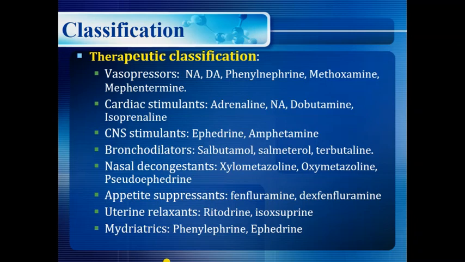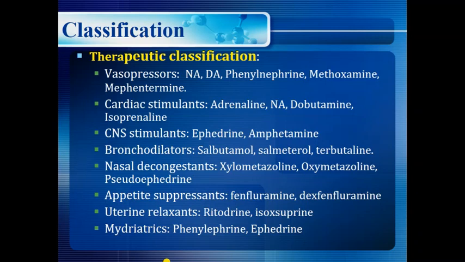The last way of classifying adrenergic agents is therapeutic classification, which is more useful clinically. Vasopressor drugs, which means drugs that can increase blood pressure, are epinephrine, norepinephrine, dopamine, phenylephrine, methoxamine and mephentermine. Cardiac stimulants are adrenaline, noradrenaline, dobutamine, isoprenaline. Drugs which stimulate the CNS are ephedrine and amphetamine. Bronchodilators are salbutamol, salmeterol, terbutaline.